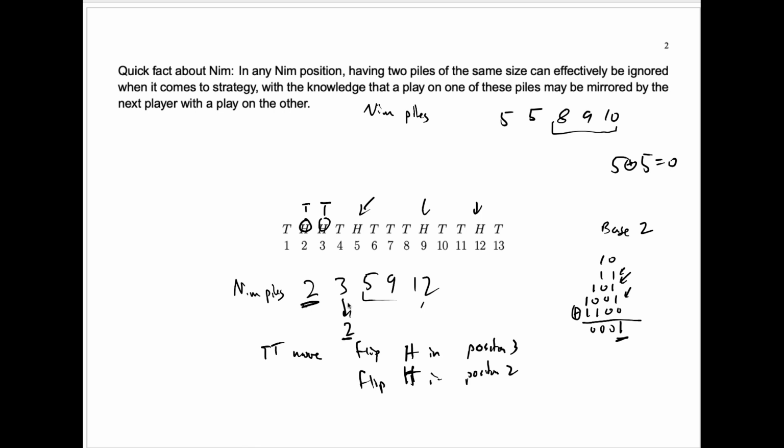In this particular example, if you turn the H from position 3 and position 2, you're left with the 3 H's, and then you continue. Everything's identical as far as the nim sums are concerned, and as far as the effective play from there on out. So it's just a really neat game that's nim in disguise.